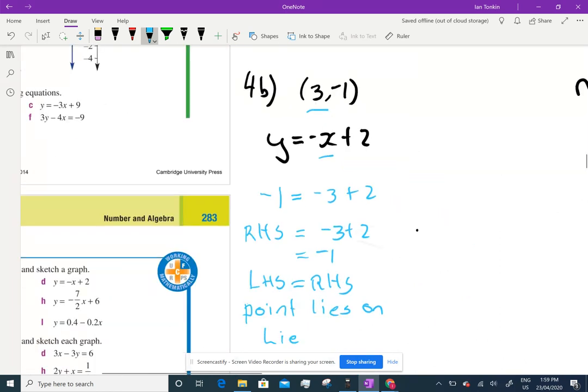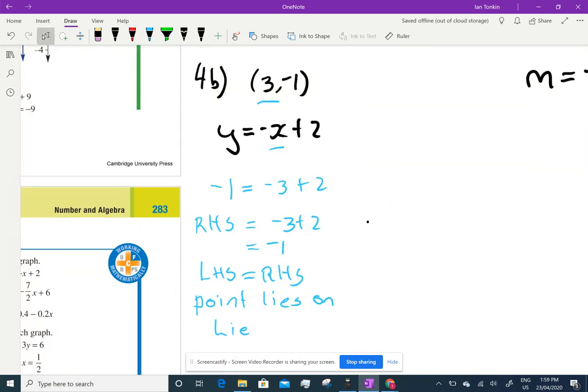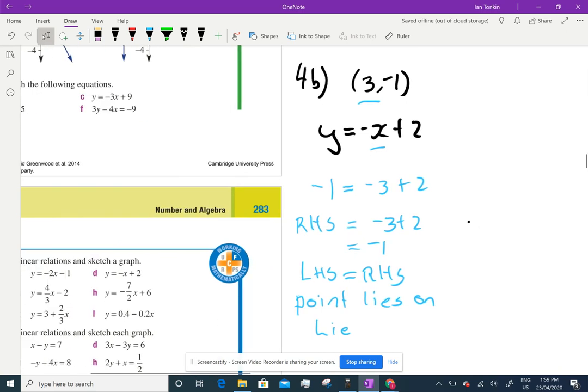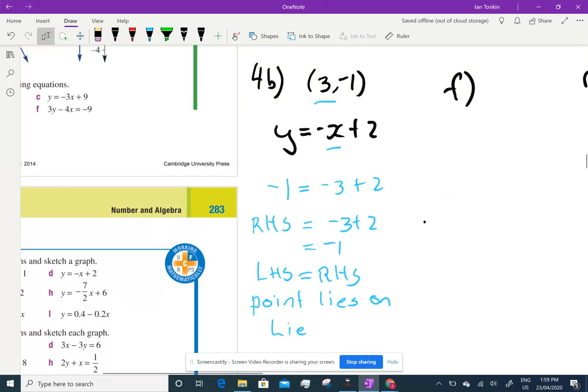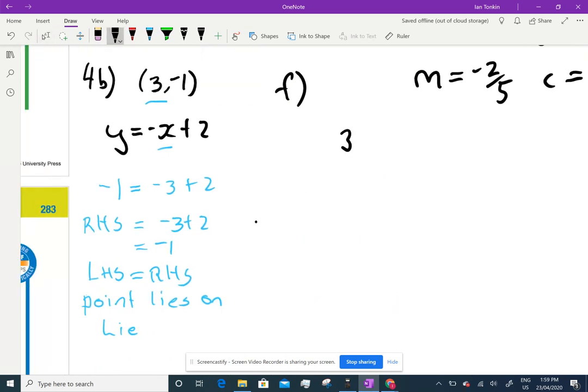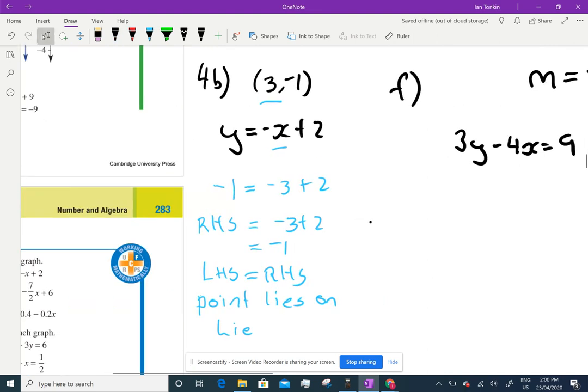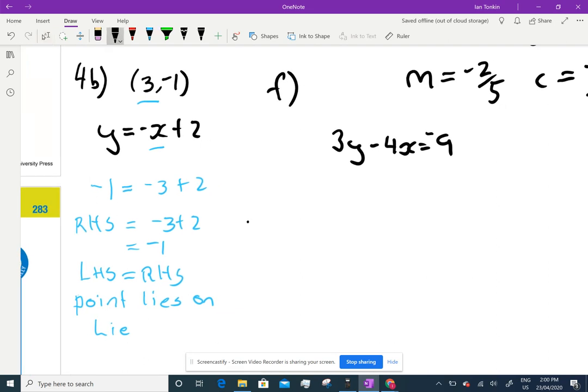I know that sounds like a lot of work when it's pretty obvious, but you really do need to do that. So you do the same for C, and I'm going to do F. 3y minus 4x equals 9. Let's just double check, make sure you got the right thing. Negative 9, lucky I checked. And again, we're checking the point 3, negative 1.